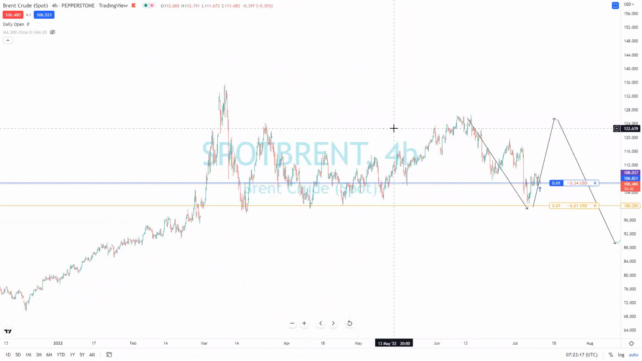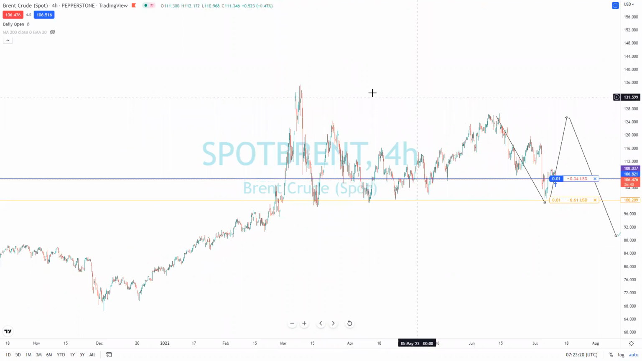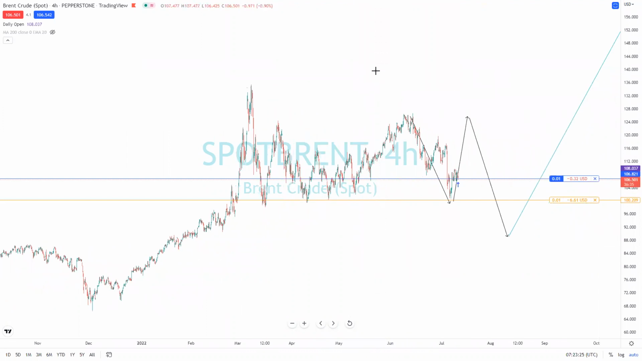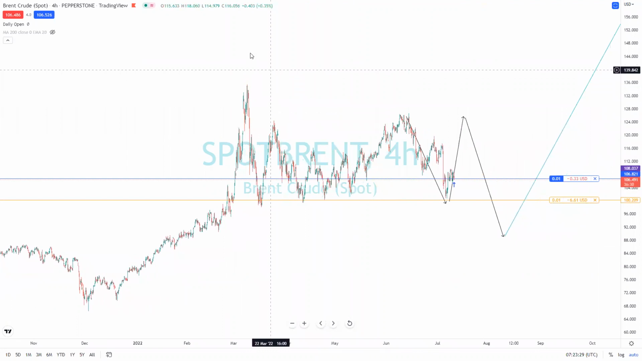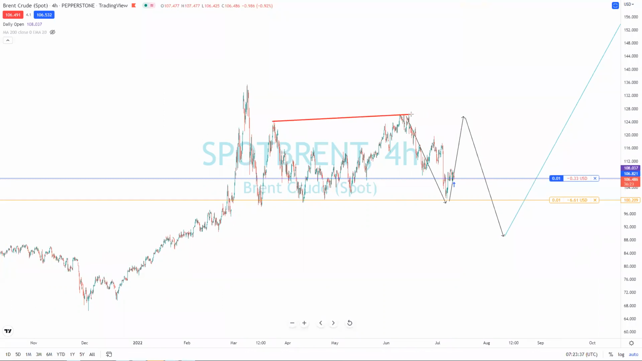So we are going to be talking about cycles and degrees. As I'm looking at this pattern, we can see here what appears to be a flat correction with 1, 2, and 3 waves, right? Is it an ABC? Is it a WXY?